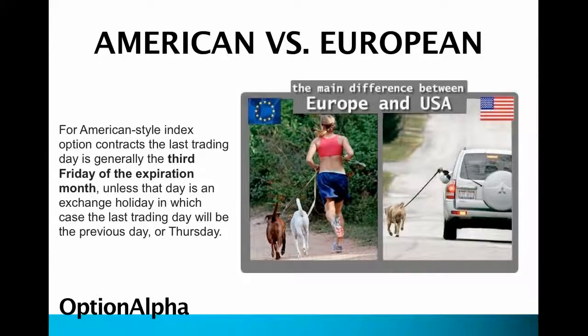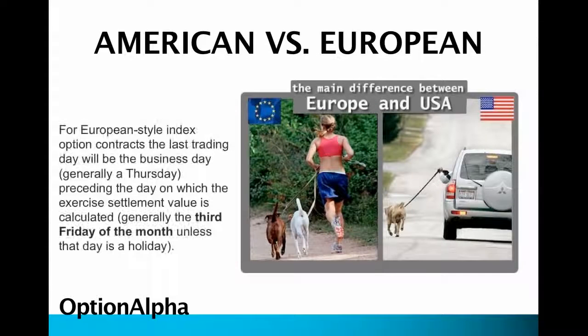So there's two types of options when we talk about expiration: American style options and European style options. For American style options, the contracts have the last trading day generally the third Friday after expiration, unless that day is a holiday, in which case it is the previous day. The big difference in American style option contracts is that you can actually exercise any of your contracts at any point up until expiration.